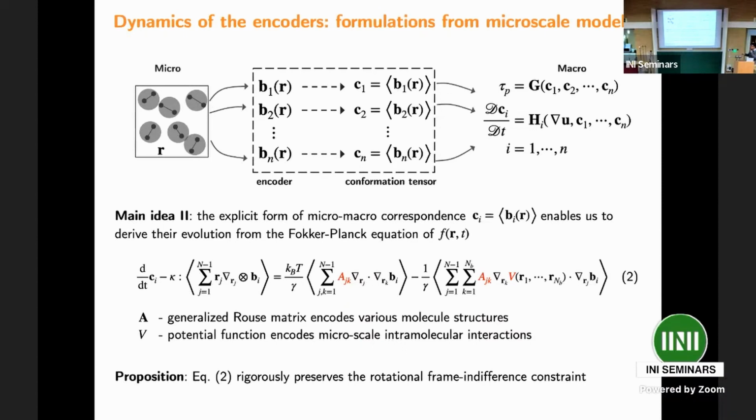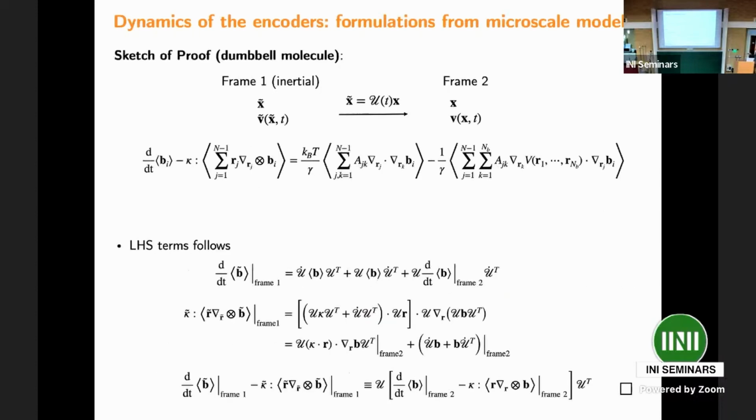Furthermore, we can see that equation 2 will rigorously preserve the rotational frame-indifference constraint. I'm going to skip the details, but use the dumbbell molecule as an example. The right-hand side is quite straightforward, so we're going to focus on the left-hand side, where we have basically two terms. Again, we check the dynamics in two frames, where one is rotating with respect to the other with a unitary matrix.